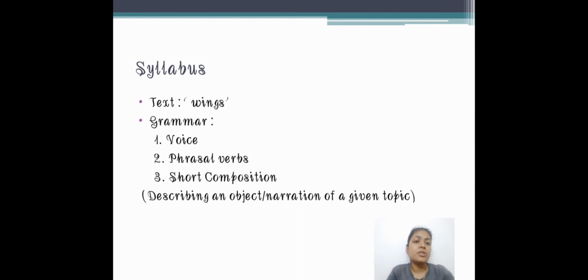Then we have short composition, that is, describing an object. Narration of a given topic means any object or any topic will be given and you have to narrate it. Like essays, we write essays on many topics. Suppose the given topic is my car, so you have to narrate about it. Narrate about my car means your car, which company's car you have, how many seats are there, and so on. So this is the syllabus of our Foundation Course in English 3.